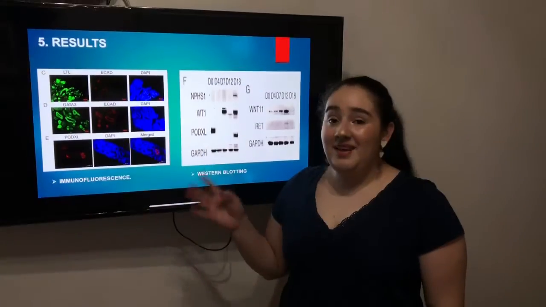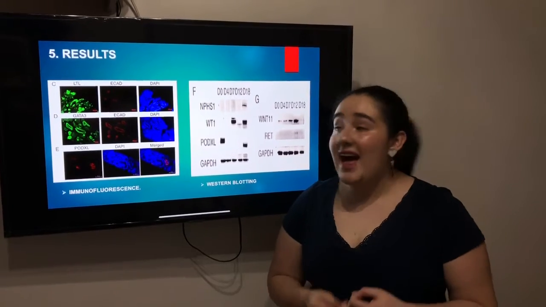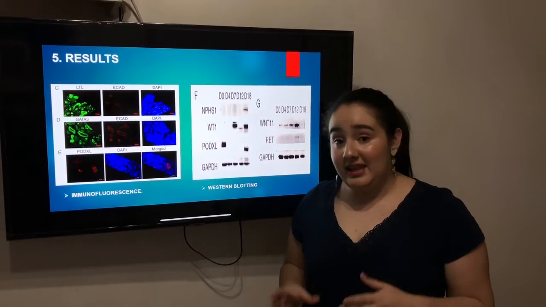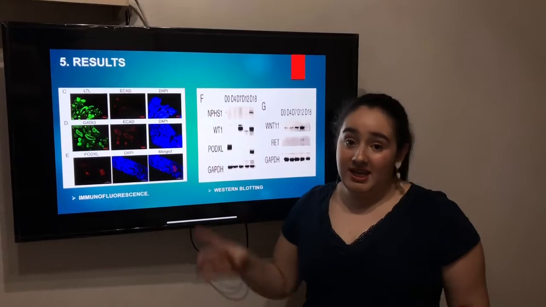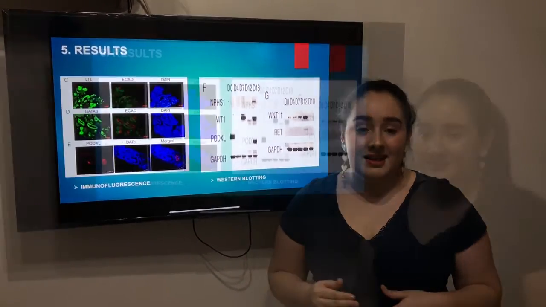So here at image D we have the expression of the collecting tube markers, which are GATA3, ECAD, and DAPI, in the kidney organoids. We also have image E, where we have the expression of the podocyte markers, also in the kidney organoids.